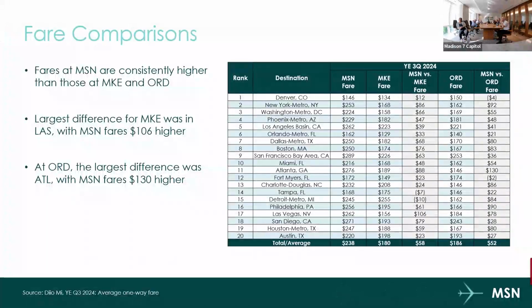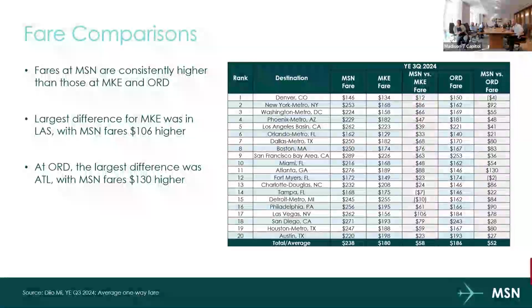Here I get into a little bit of fare comparisons compared to our competitor markets, Milwaukee and O'Hare. The largest difference for Milwaukee was with Las Vegas, with fares at Madison being $106 higher, and at O'Hare, Atlanta fares were $130 higher than Madison.